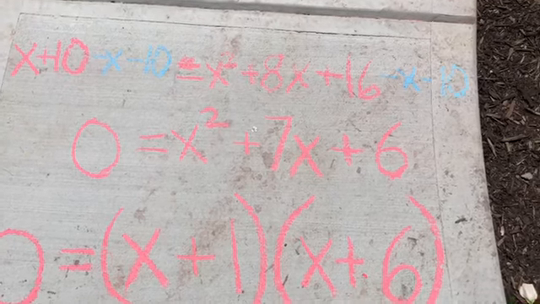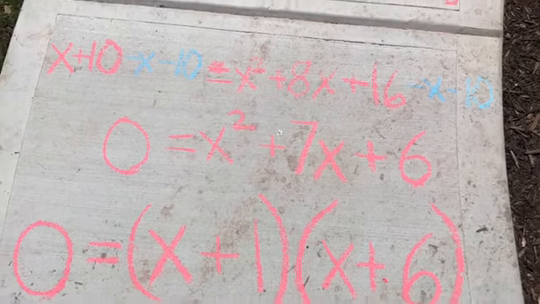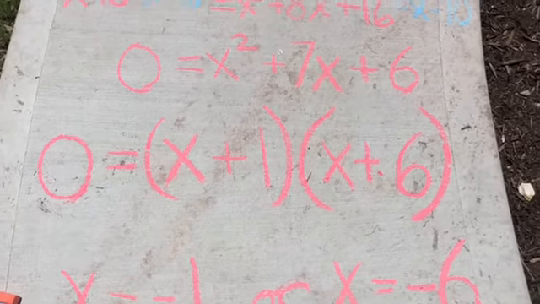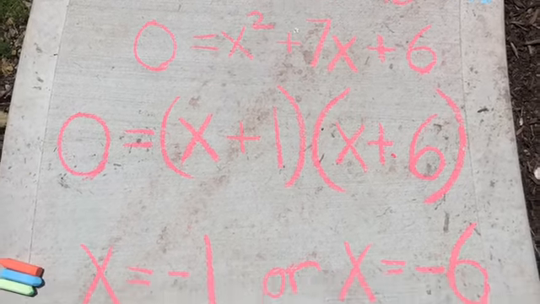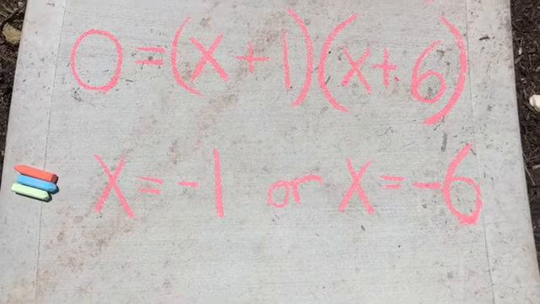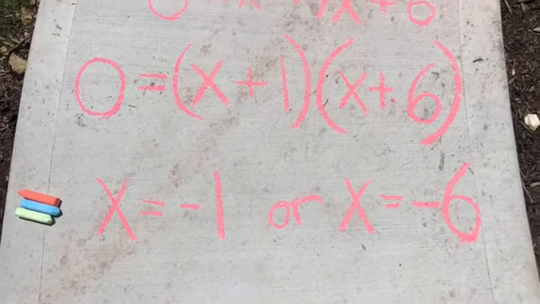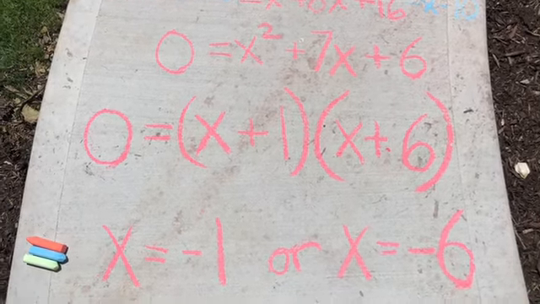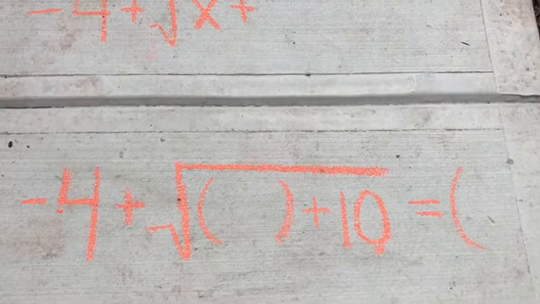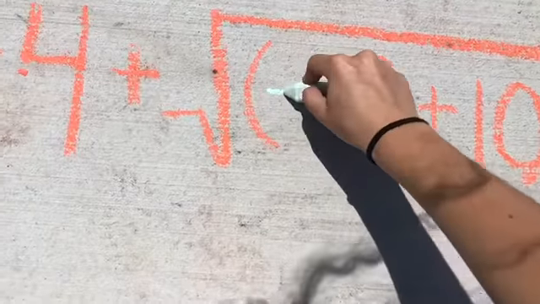Once we have our equation in quadratic form, we can do the whole reverse FOIL thing, which leaves us with 0 is equal to x plus 1 times x plus 6, giving us the solutions x is equal to negative 1 or x is equal to negative 6. If you prefer using the quadratic equation, go for it. So we have these two possible solutions. We have to plug them back into the original equation to make sure we're not dealing with any extraneous solutions.